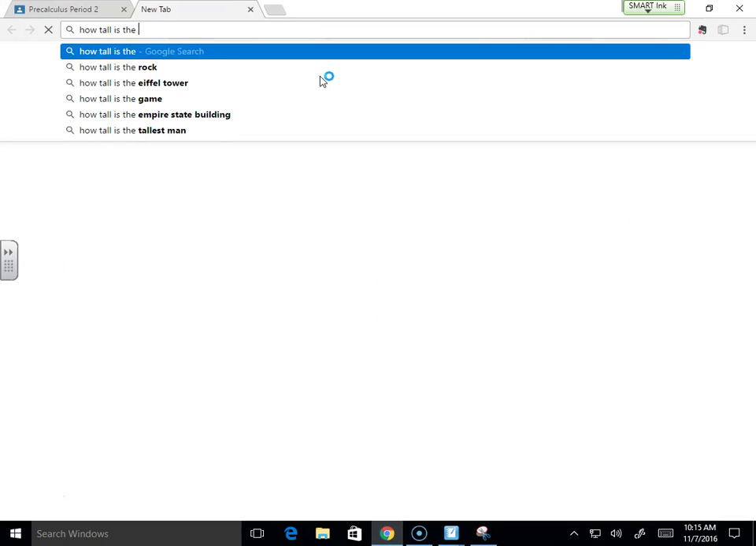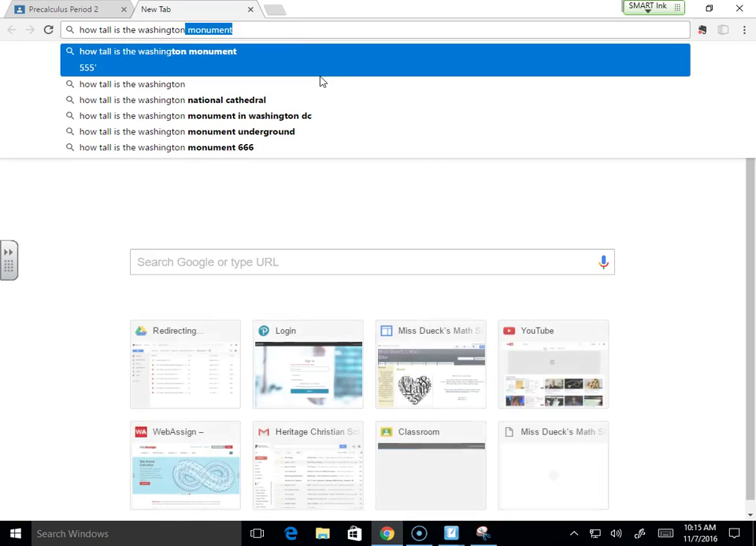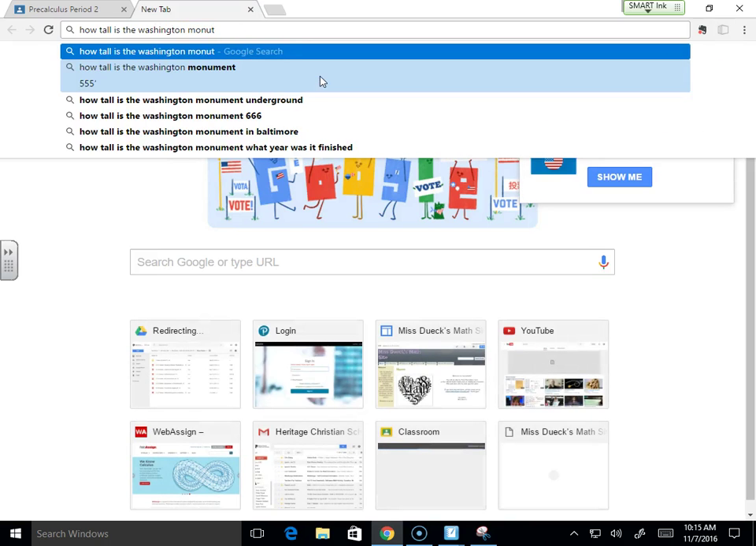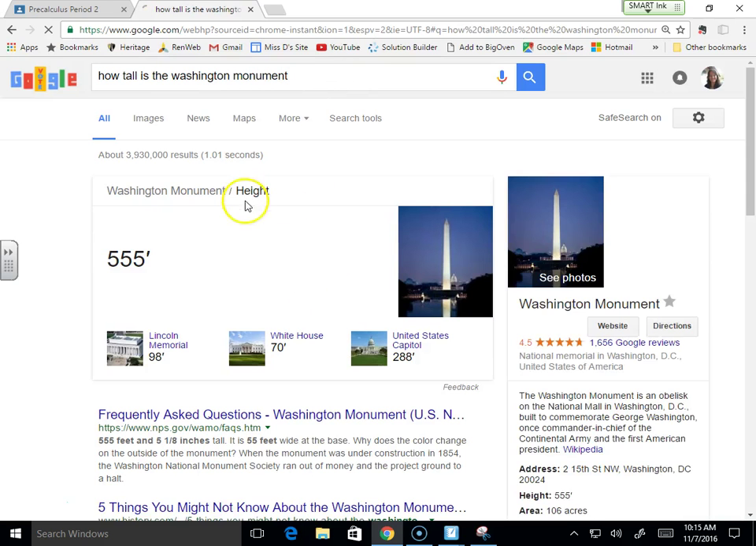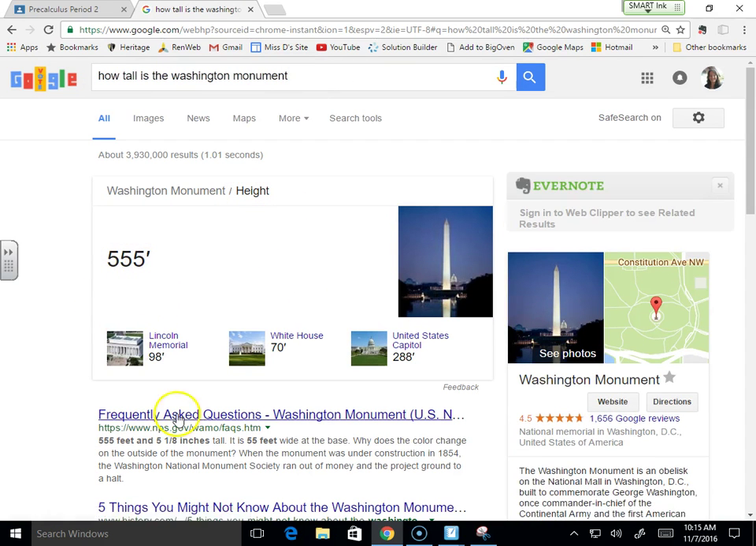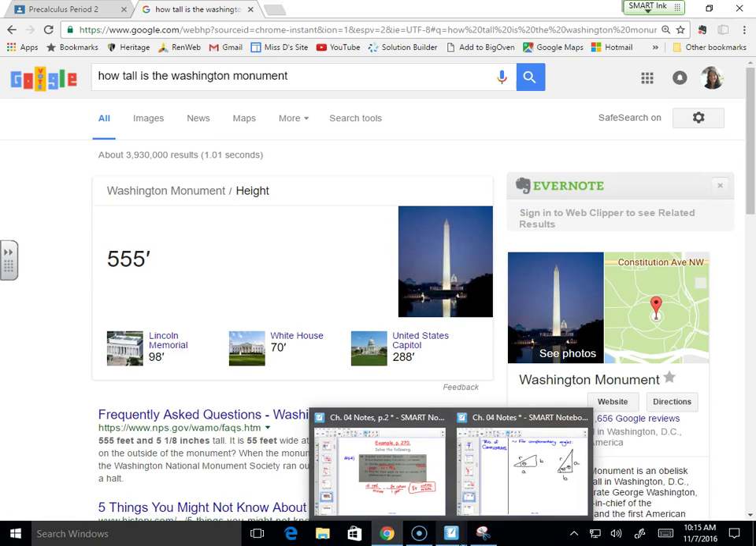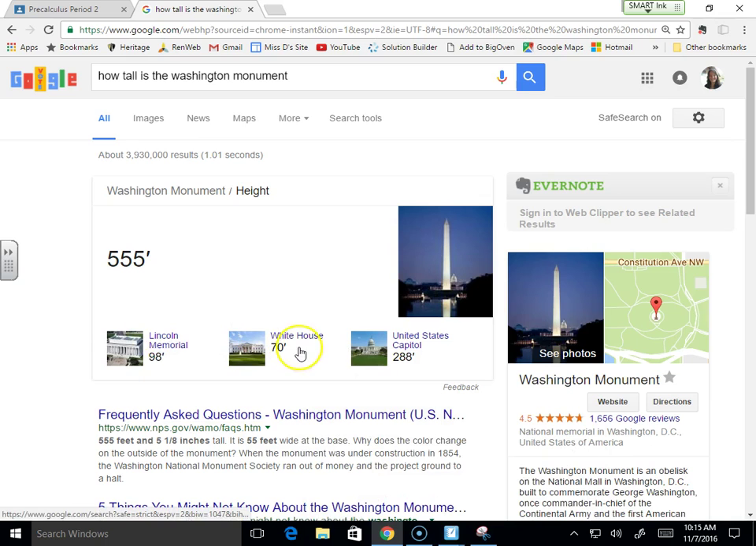How tall is the Washington Monument? How close were we? Ooh. 555 feet. Lincoln Memorial, that's kind of cool. The White House, and then the Capitol. It's pretty tall. 555, that's a lot. That is a lot.